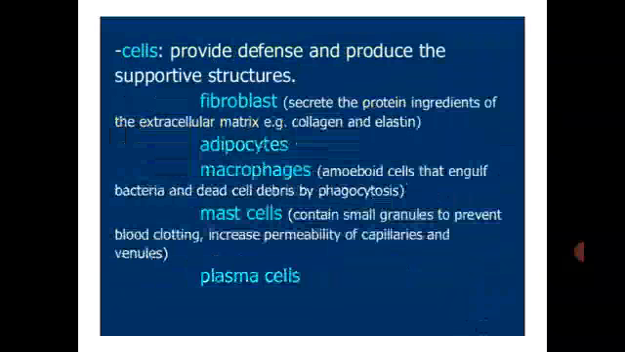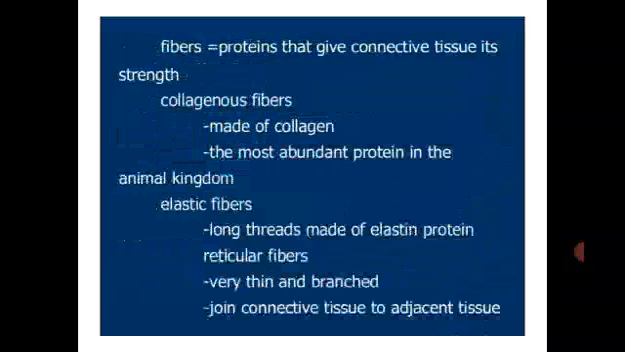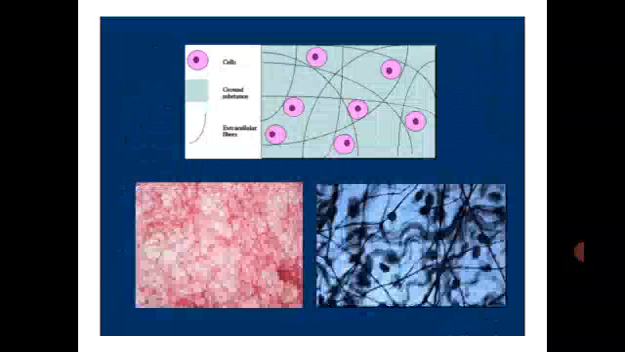Cells provide defense and produce the supportive structure. Fibroblasts, adipocytes, macrophages, mast cells, plasma cells, all these are found in connective tissues. Fibers are present that give connective tissues their strength. Collagenous fibers are made up of collagen, the most abundant protein in the animal kingdom. Elastic fibers are long threads made of elastin protein. It is very thin and branched and joins connective tissue to adjacent tissues.